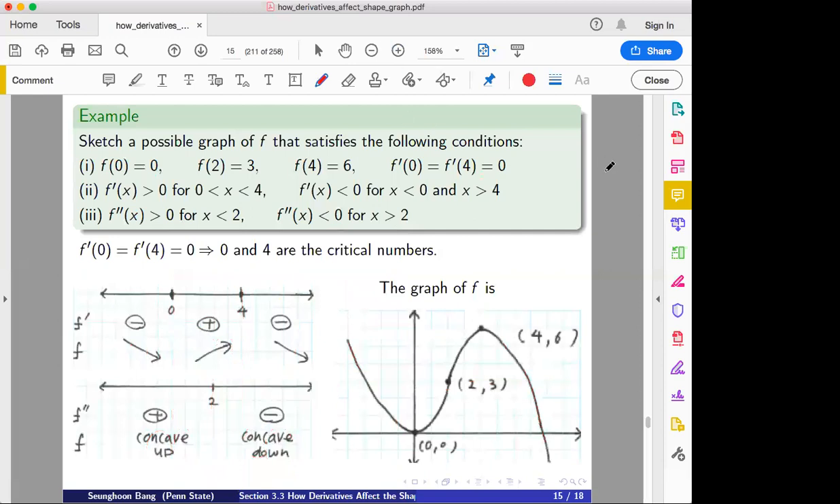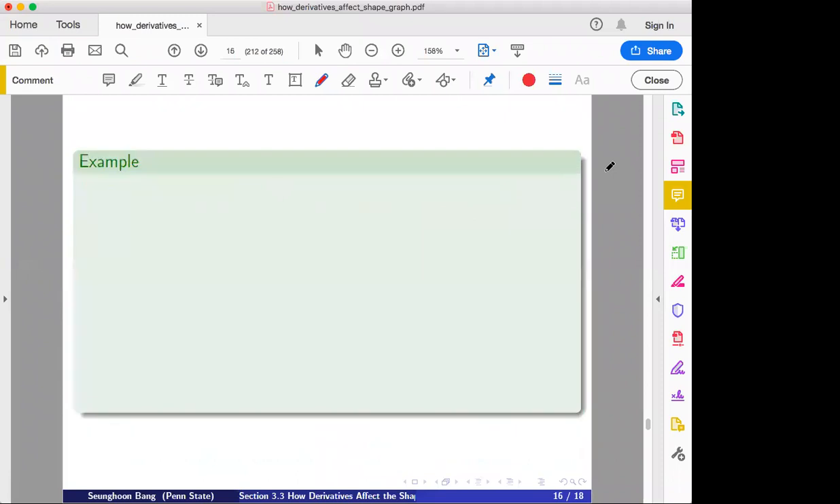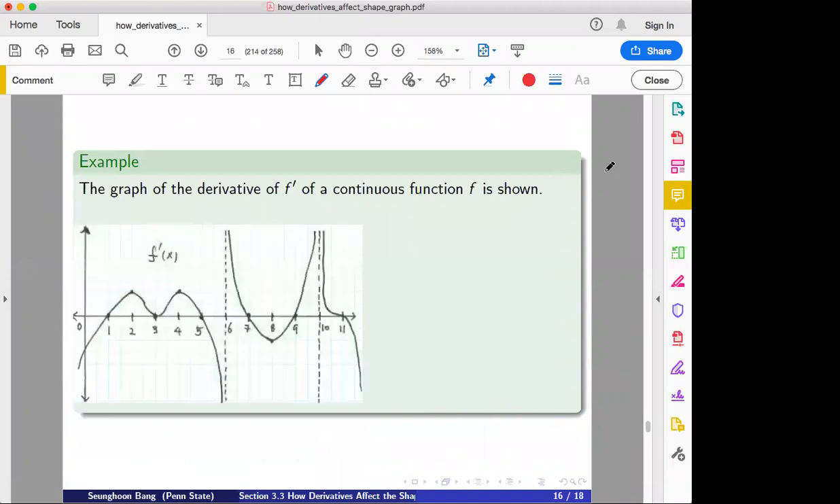Okay, this is one example. I want to give one more example here. The graph of f prime, the derivative of a continuous function f, is shown. So like this. This is f prime of x.